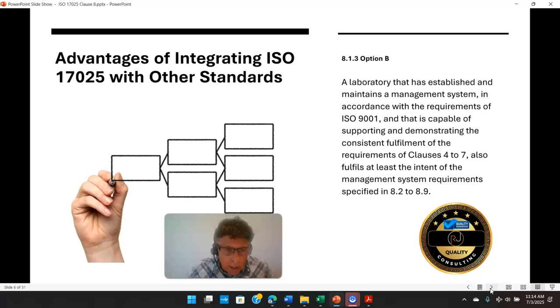Will he spend zero time in section 8? No. He will still look at your internal audit records. He'll still look at your management review records and all of those areas, but not in as much detail as he would if you were under option A, essentially. So that is the difference between option A and option B.